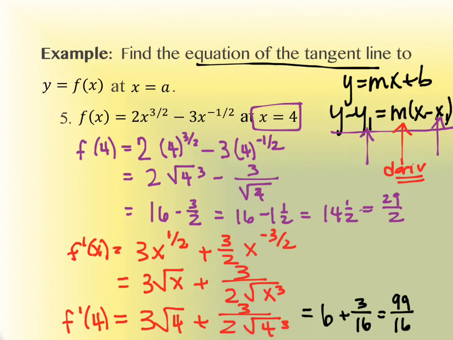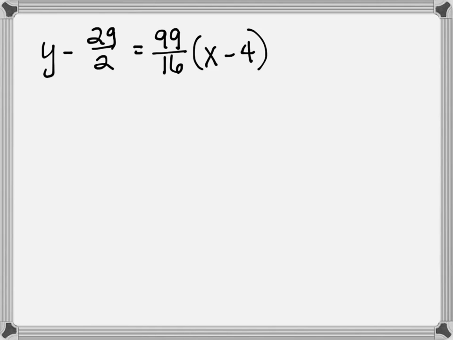My y value is 29 over 2, and my x value is 4. So I have y minus 29 over 2 equals m, which is 99 over 16 times x minus 4. Does that look okay? And then what are we going to do? Yeah. We're going to simplify, right? We're going to distribute the 99 over 16. We're going to add the 29 halves to the other side. So take just a second and do that and tell me what you get.